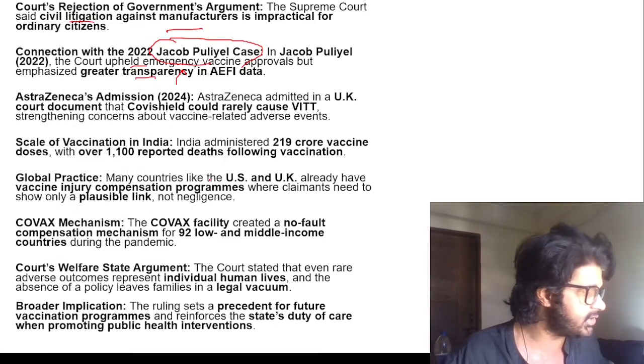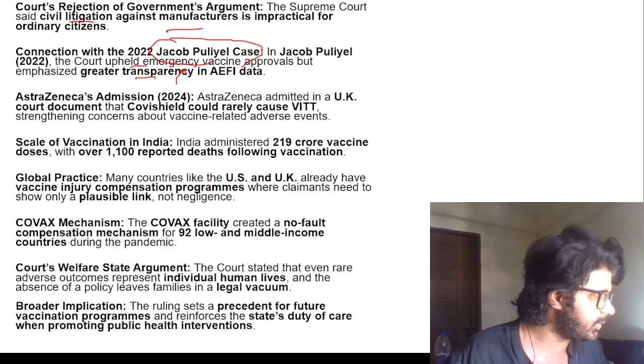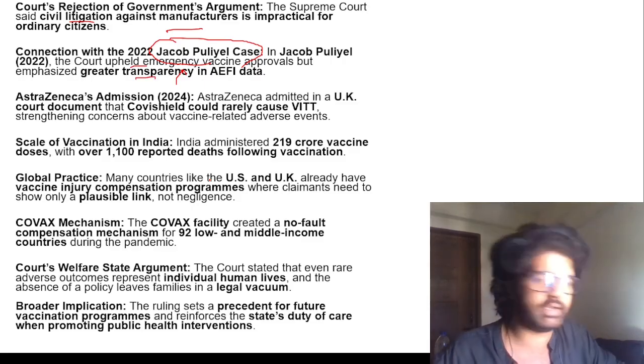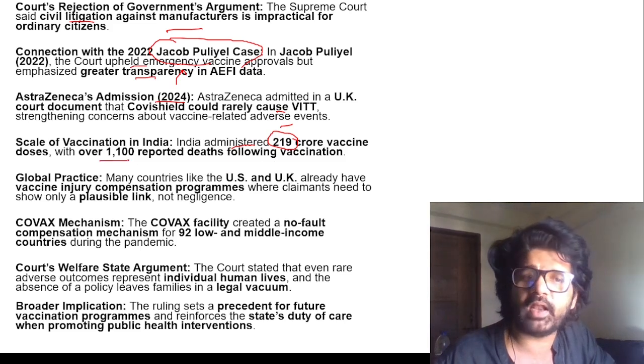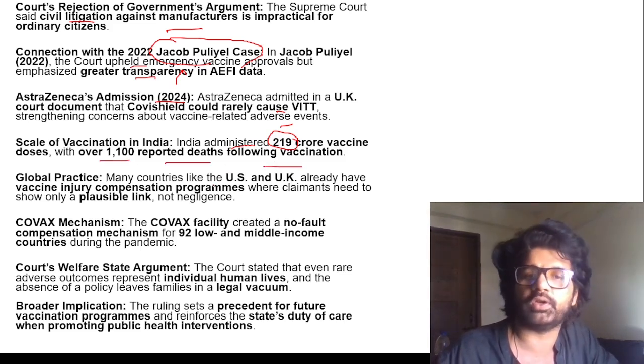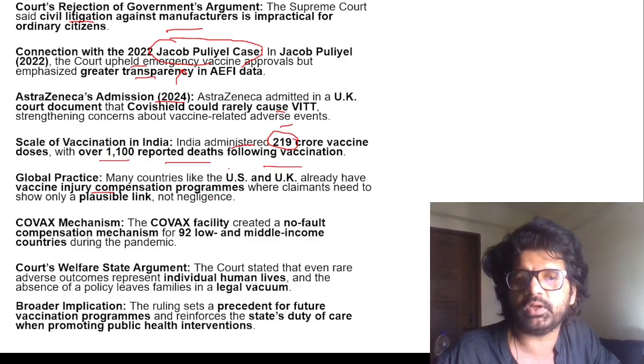If Novak Djokovic is skeptic about vaccines and the repercussions of vaccines, there is a reason behind it, so to say. AstraZeneca also admitted that some reactions, some adverse events, do happen. India administered 219 crore vaccinations, with 1100 reported deaths following vaccination. US and UK have a vaccine injury compensation program, so to say.